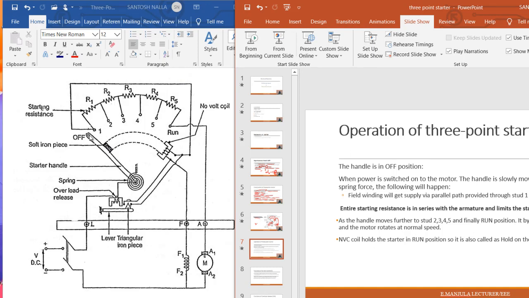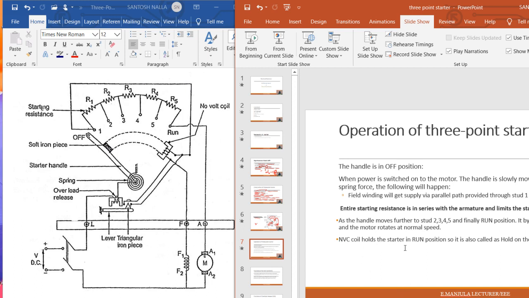So when the handle is moved to 1, 2, 3, 4, 5 till run. Run is the final running position, and all this starting resistance will be cut off and it will run in the normal position. At that time, the starter is not necessary, so we are not using the starting resistance at that time.